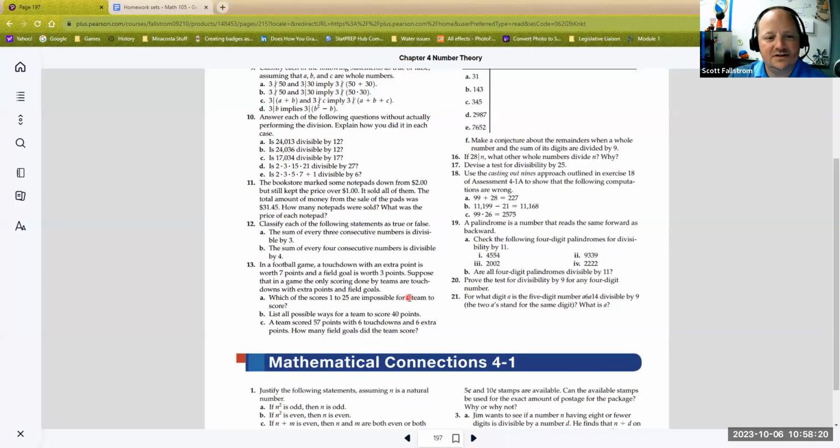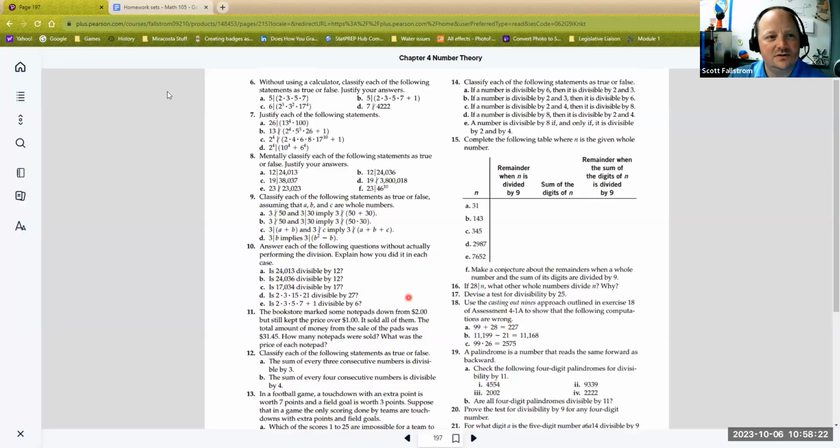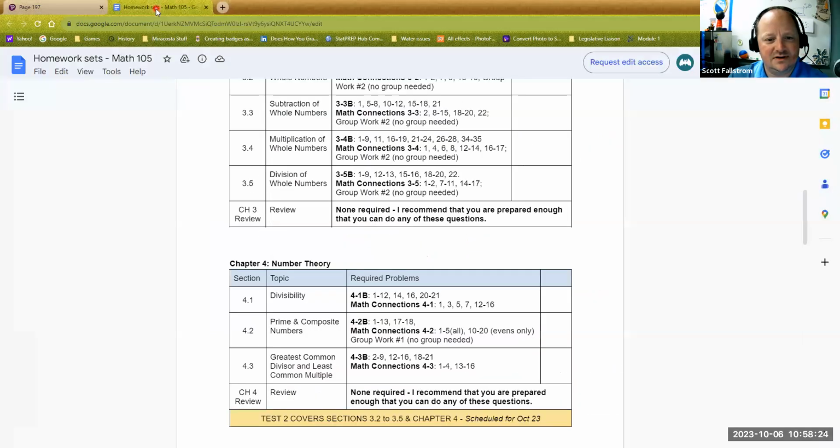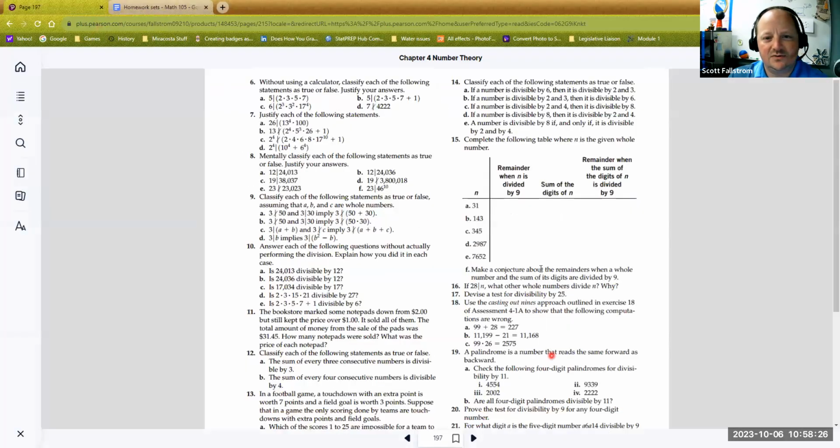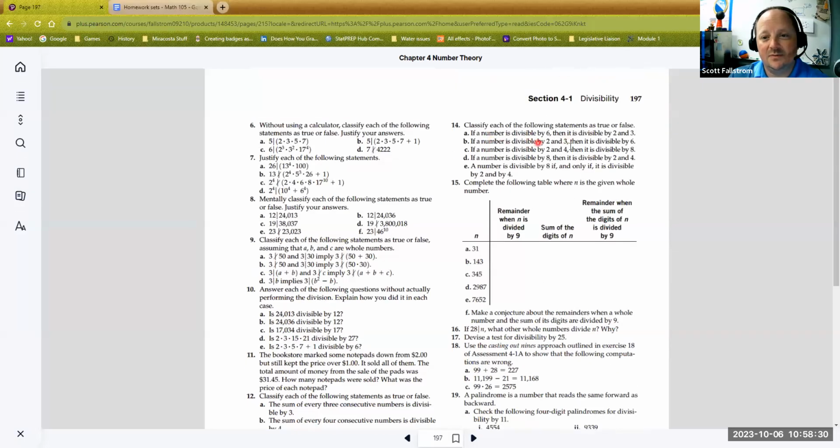Okay. Let's see here. So 13 was out. What else did I say? 14, 16, and 20 to 21. So 14, classify as true or false. These are great questions. These are if-then statements. Definitely going to have some like this, probably on the exam. They test your ability to understand what divisibility is.